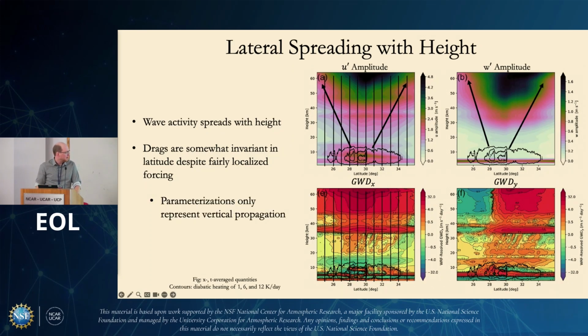And this is in contrast to the way this is handled in parameterizations. Parameterizations still are vertical only. They don't take into account lateral propagation, especially even for convection-generated gravity waves, as far as I know. So if you have these regions of convection within this particular grid box, instead of getting all of this spread with height, which has important impacts, everything would be confined within a particular grid cell.